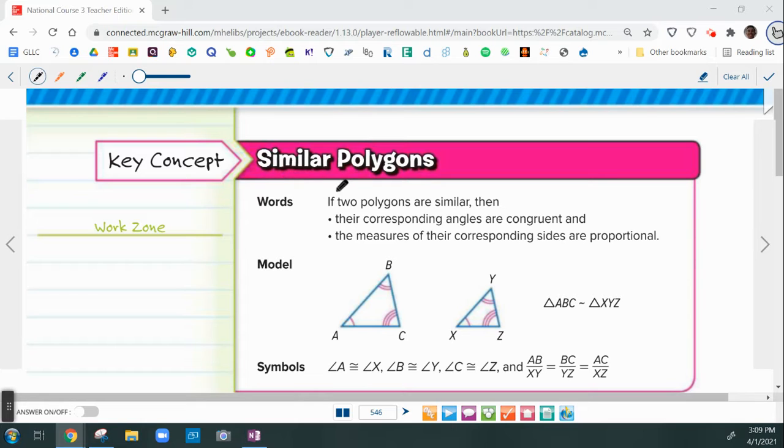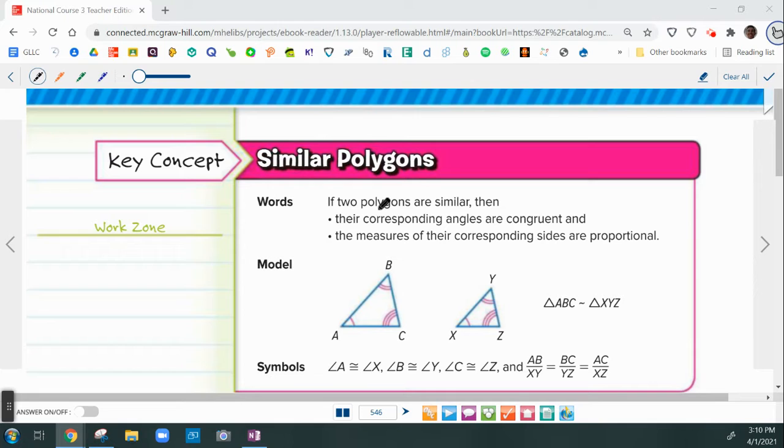We're talking about similar polygons today. That's a little different than congruent polygons. Congruent are perfectly the same, whereas similar polygons have some parts the same, but some parts are going to be different. Basically, similar polygons are polygons that are the same shape, but different size. They're just expanded, grown, or shrunken. So let's look at some of the specifics about similar polygons.